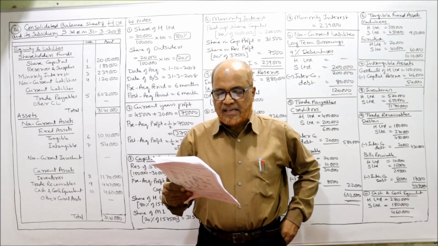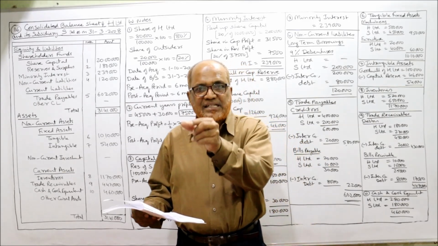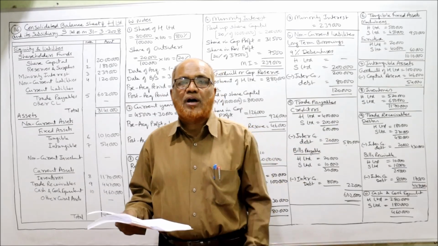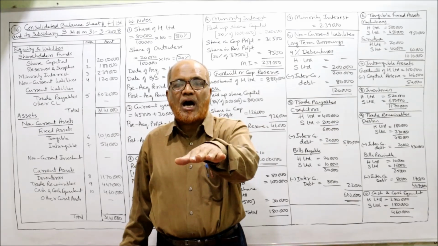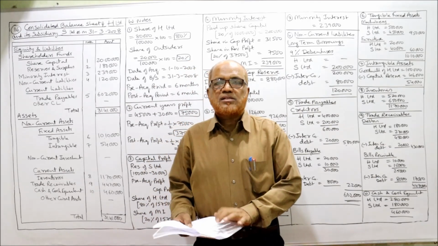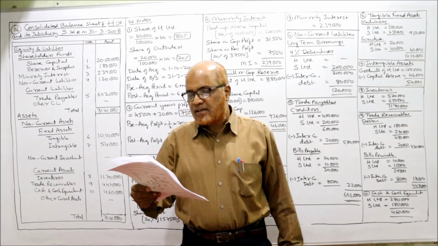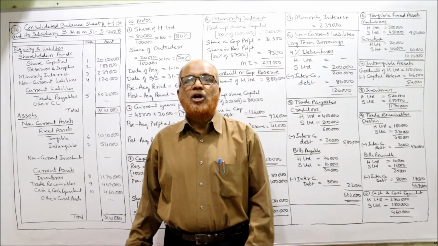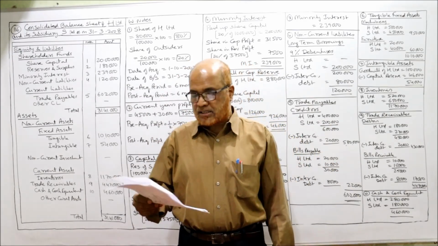And creditors of S Limited include 20,000 due to H Limited. Again, it is intercompany debt. So this 20,000 will be deducted from debtors as well as creditors. So in this problem we have intercompany bill, intercompany debt. The bill is 8,000, so 8,000 rupees will be deducted from bills receivable and bills payable. 20,000 rupees will be deducted from sundry debtors and sundry creditors.